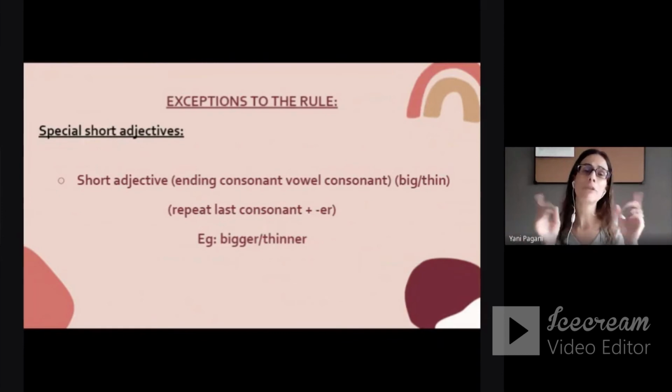And finally, we have another exception, which is the adjectives that have 3 or 4 letters and the last 3 letters are consonant, vowel, consonant. Okay? This is very important. The adjective, the last 3 letters have to be consonant, vowel, consonant. As in the case of big, the letters are B, which is a consonant, I, which is a vowel, and G, which is a consonant.